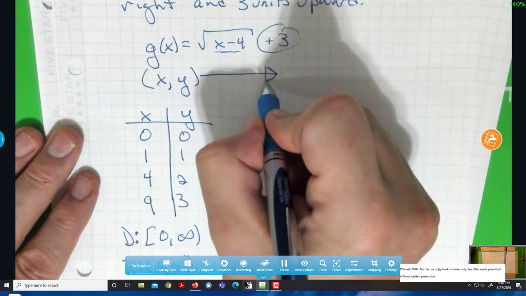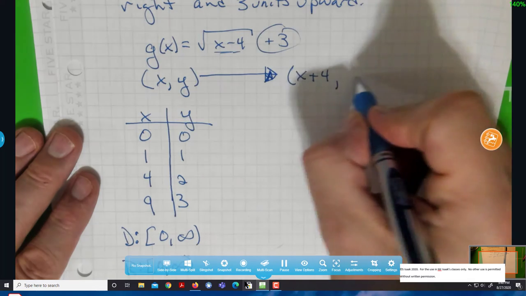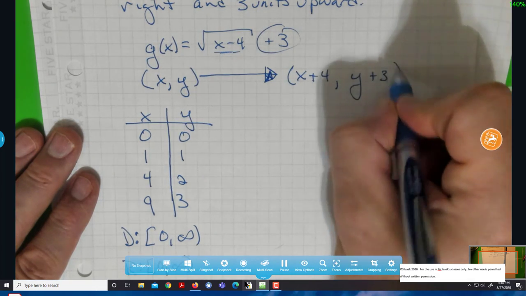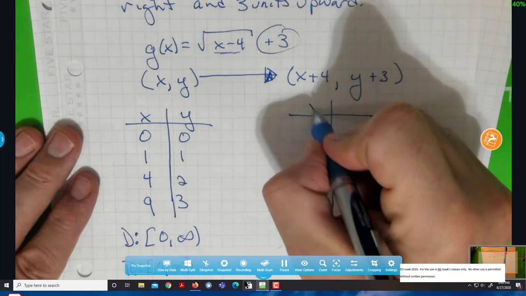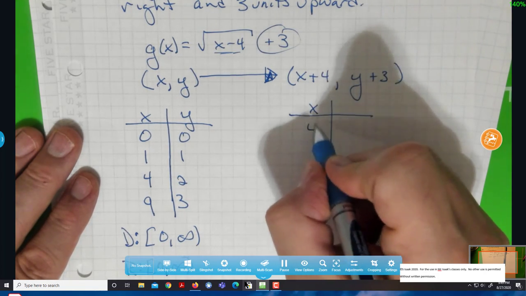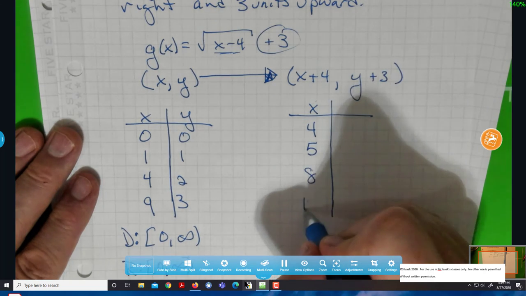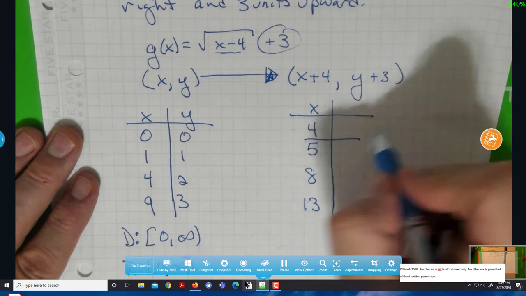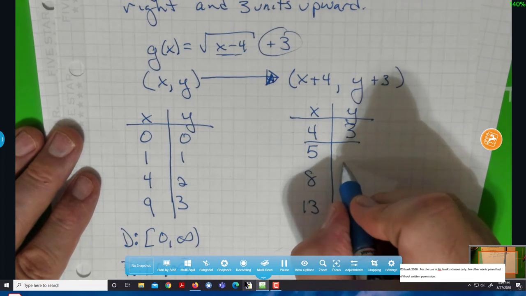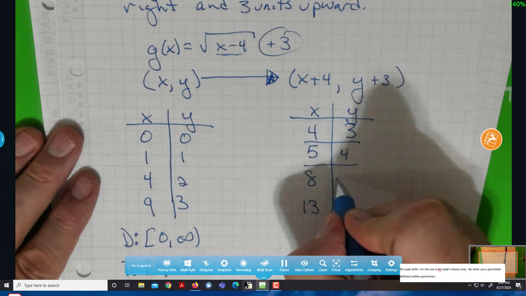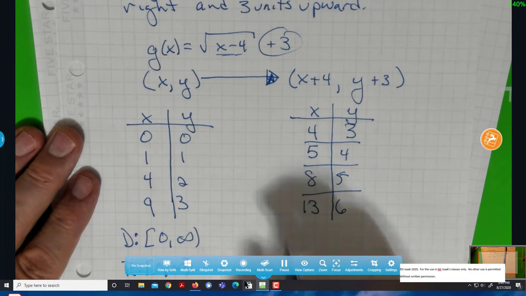Now, from our graph, we know that we keep the x values and add 4, we keep the y values and we add 3. So here's how I get the new table. I'm just going to add 4. 0 plus 4 is 4. 1 plus 4 is 5. 4 plus 4 is 8. 9 plus 4 is 13. Now we come over here. 0 plus 3 is 3. Don't forget the y like I just did. 1 plus 3 is 4. 2 plus 3 is 5. 3 plus 3, I hope, is still 6.